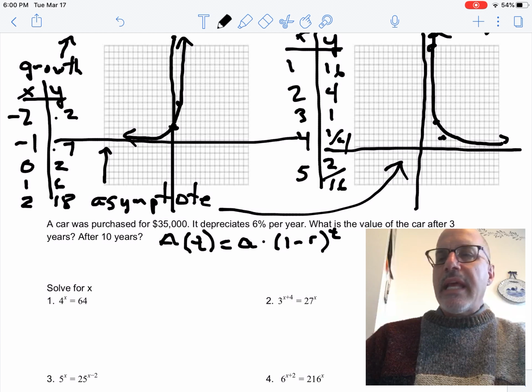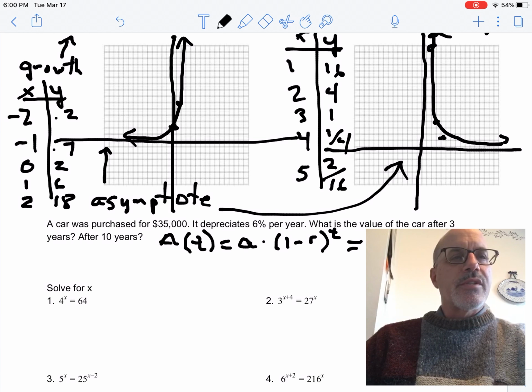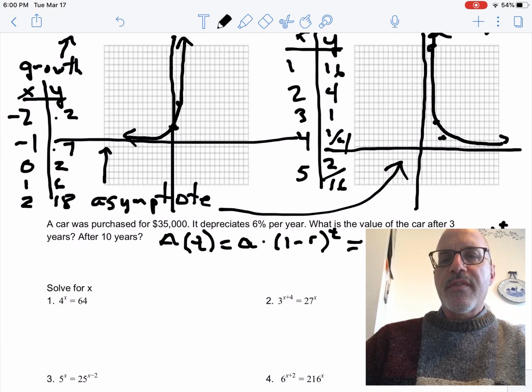If you put in A, that A value is going to be 35,000, which is covered over here a little bit. So I'll read to you what we're getting: 35,000 times 1 minus, since it's 6%, 1 minus 0.06, all to the t power. Well, 1 minus 0.06 is 0.94. So our equation becomes 35,000 times 0.94 to the t power.